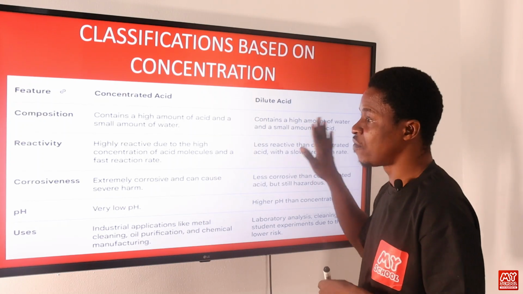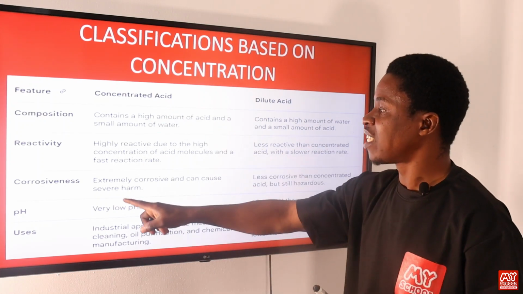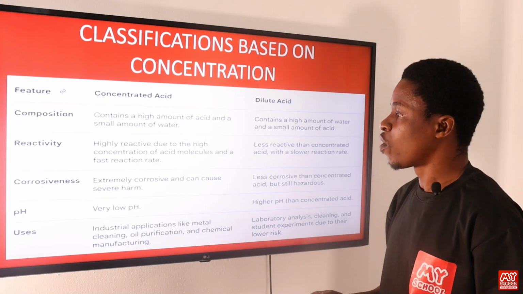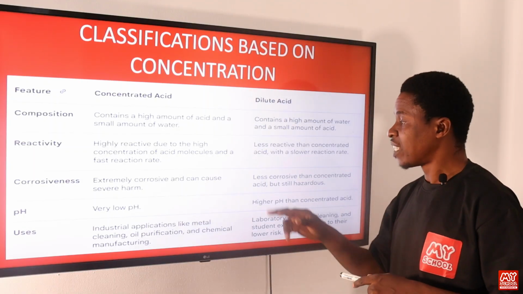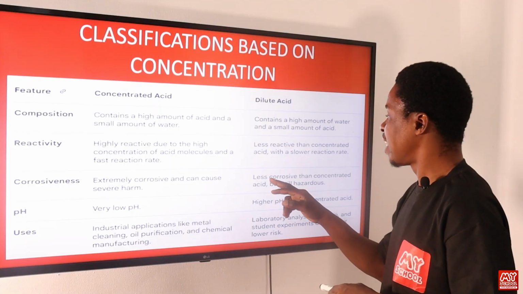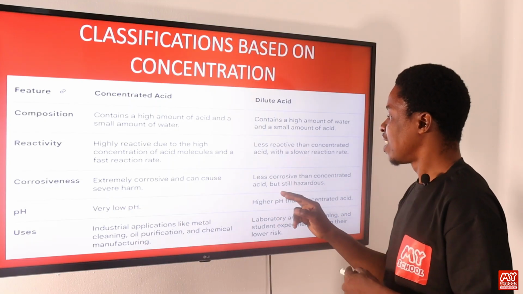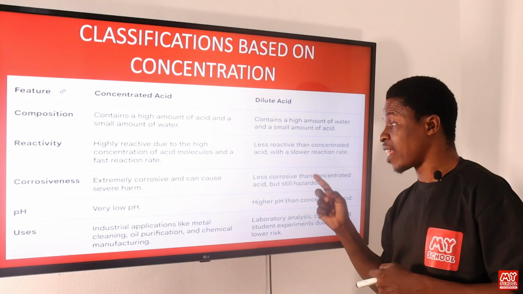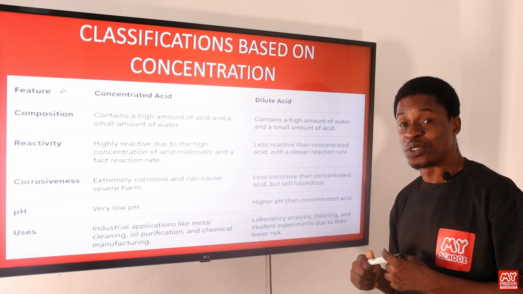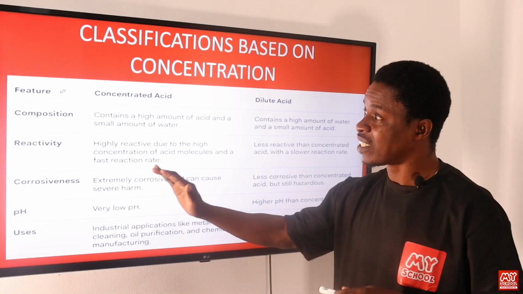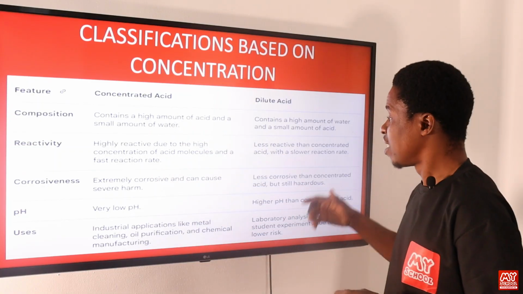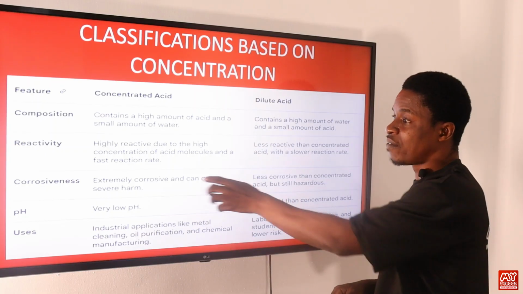The third one is their corrosiveness. When we talk about corrosiveness, concentrated acids are extremely corrosive and can cause severe harm. Diluted acids are less corrosive than concentrated acid, but still hazardous. Don't forget, it does not mean that dilute acids are not also corrosive, but when you juxtapose them side by side with concentrated acid, we see that they are less corrosive.